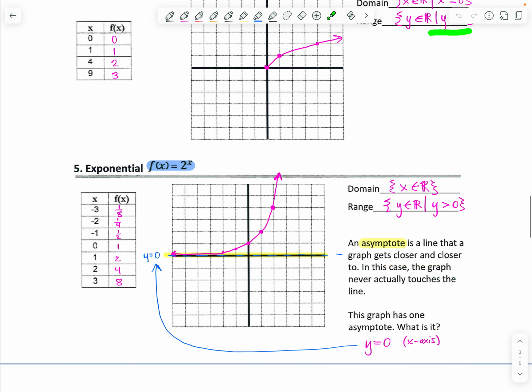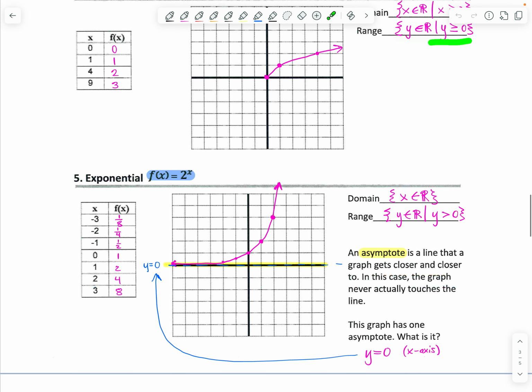Next, I have the exponential function. So this occurs with exponential growth. Right here, this is saying I have my input x, and for the parent function, I'm taking 2 to the power of that input. So I like to leave it as a fraction when I'm working with these benchmark numbers.